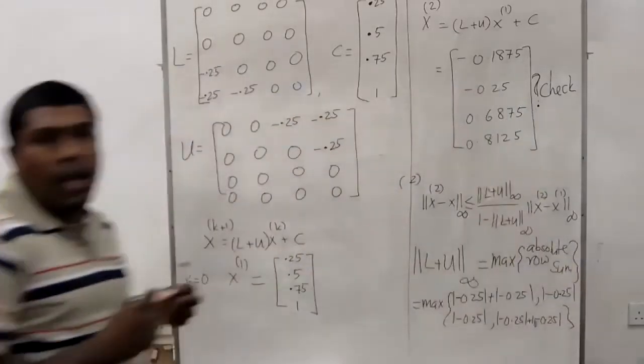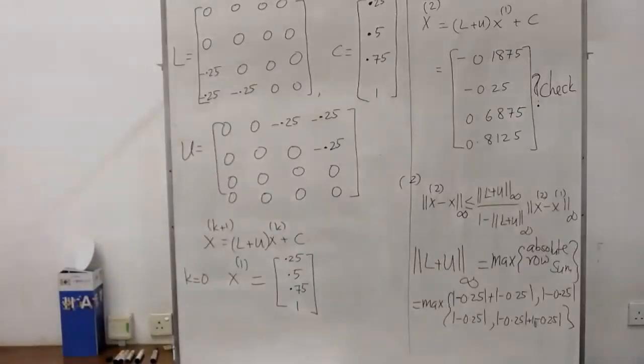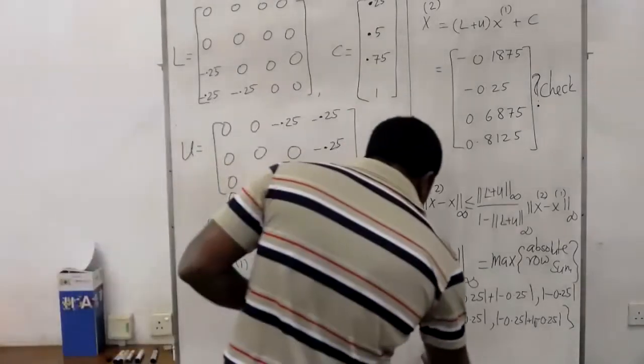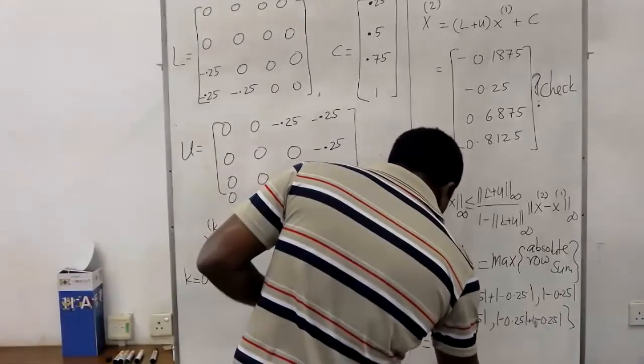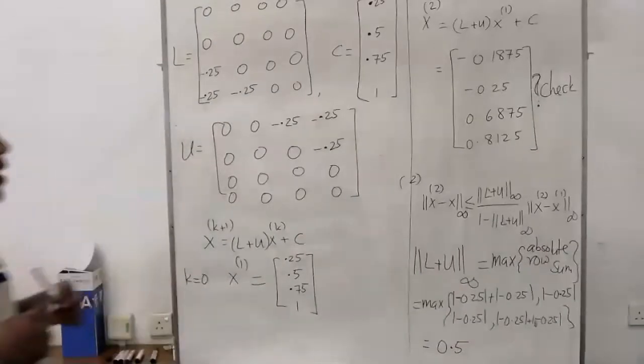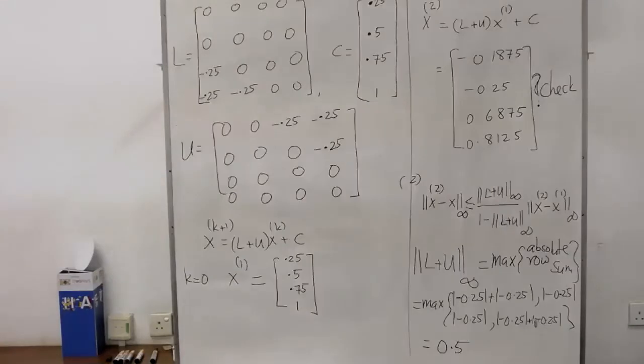Among these numbers, you pick the maximum. So it is 0.5, 0.25, 0.25, and 0.5 again. You have four numbers and you pick the maximum, so that is clearly 0.5. So you find the infinity norm of the matrix L plus U, that is 0.5.